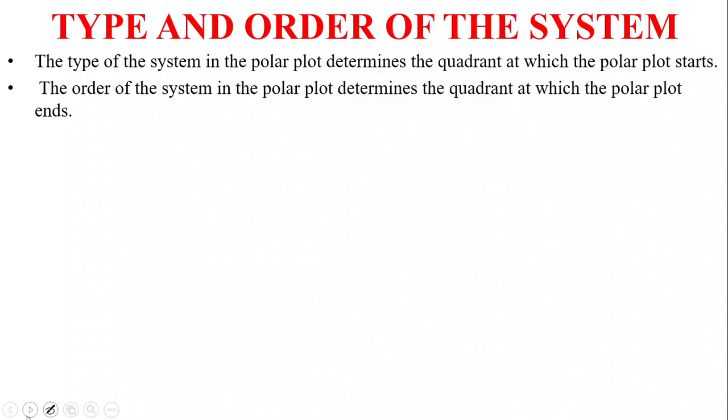So first, the type of the system in the polar plot determines the quadrant where the polar plot starts. That means the type of the transfer function determines where the polar plot starts. And the next one, the order of the given transfer function in the polar plot determines the quadrant at which the polar plot ends.